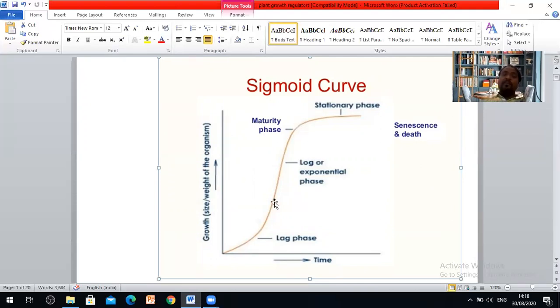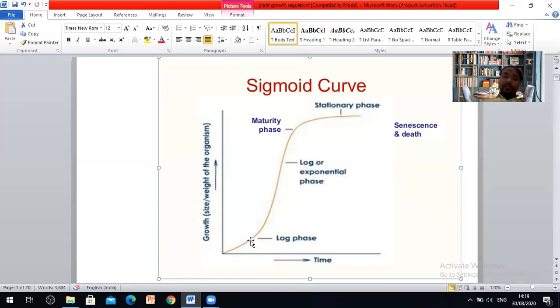Then the growth suddenly increases. That phase of the growth curve is called the log phase, also called the exponential phase, where the growth rate is maximum. And again, there is a stationary phase where growth is very, very slow. This log phase consists of the vegetative growth of the plant.